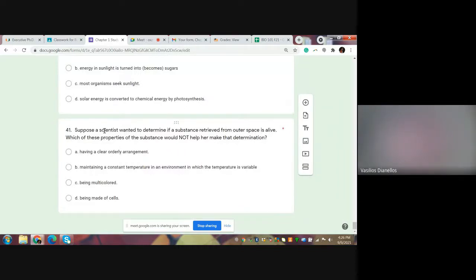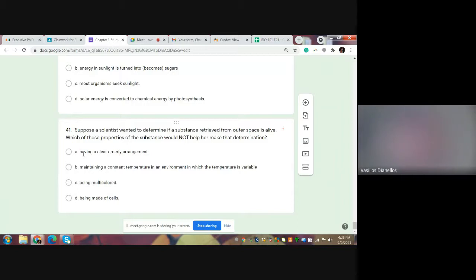Suppose a scientist wanted to determine if a substance retrieved from outer space is alive. Which of these properties of the substance would not help her make that determination? So basically, this is asking the other question that we talked about earlier, which is you just need to understand and recognize the properties of life. It's the same question, just asked a different way.